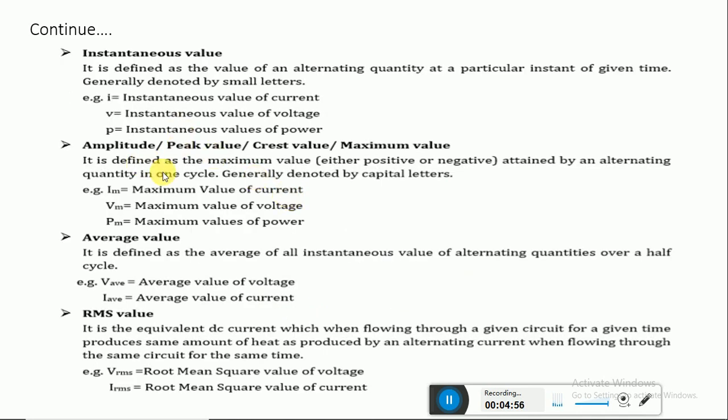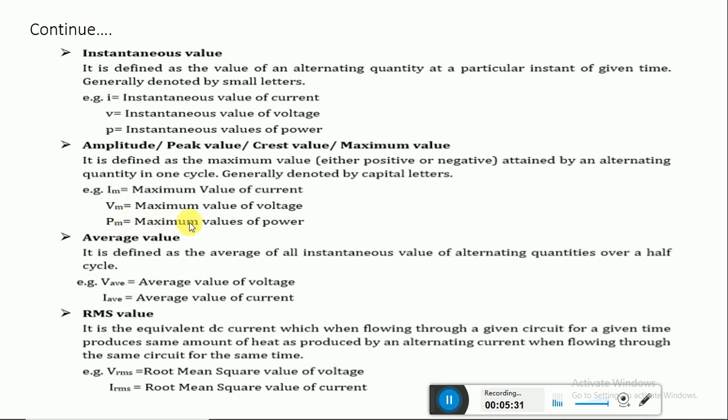It is defined as the positive or negative maximum value attained by the alternating quantity in one cycle. Whenever a signal completes one cycle, it reaches maximum twice. First is the positive maximum and second is the negative maximum. If we have the current waveform i, then Im indicates the maximum value. If we have the EMF waveform, then Em indicates the maximum value of the EMF.